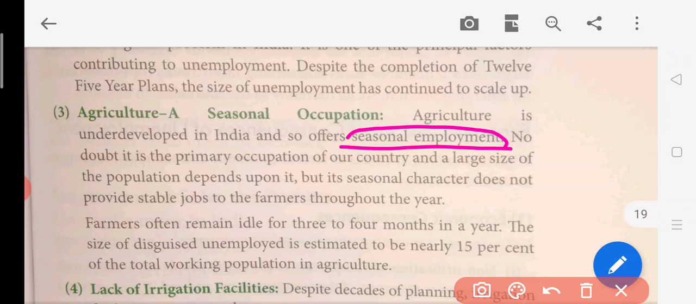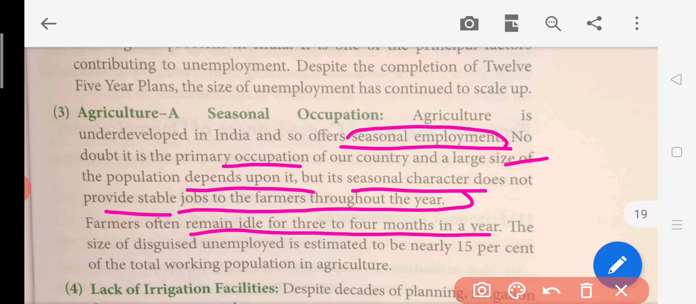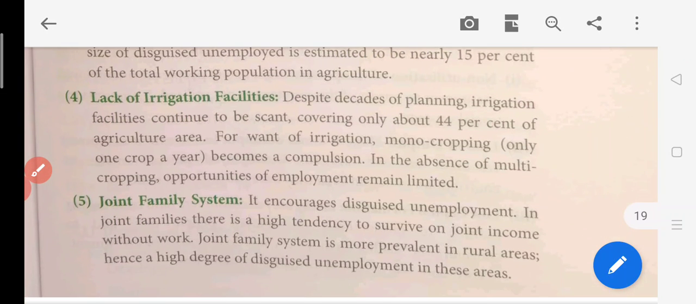No doubt this is the primary occupation of the country and a large part of the population depends upon it, but its seasonal character does not provide stable jobs to the farmer throughout the year. So maybe they will remain idle for 3 to 4 months, growing a single crop, and for the rest of the time these people remain idle. This kind of unemployment is called seasonal unemployment, and it is related to rural unemployment.